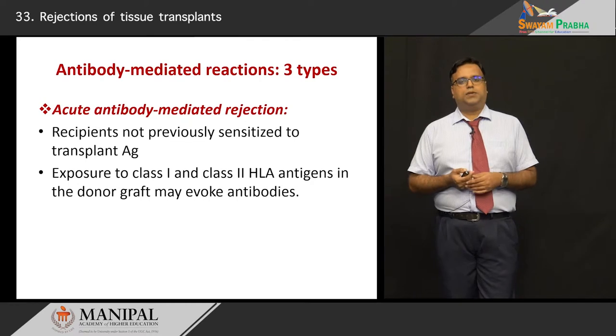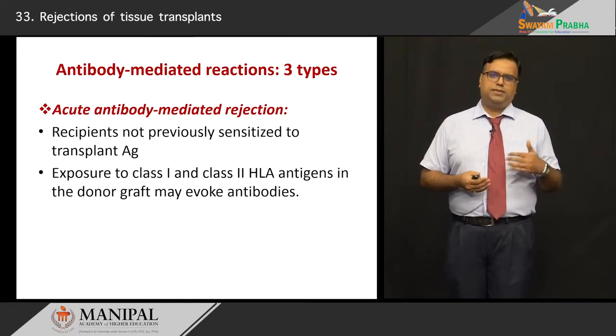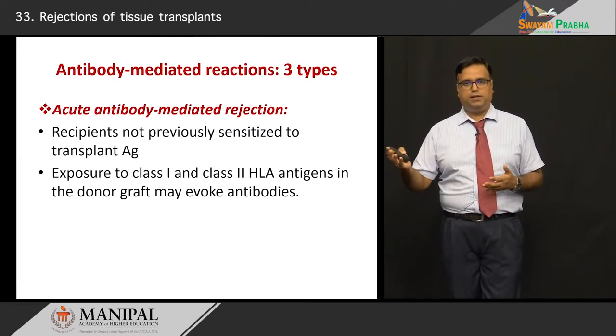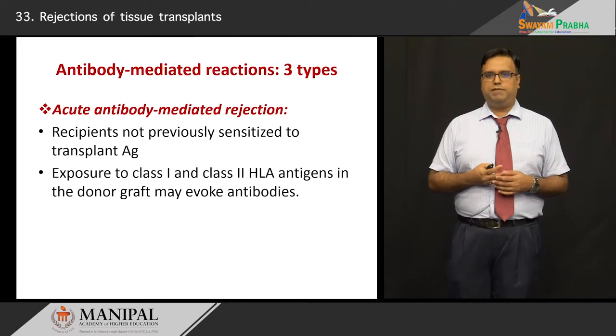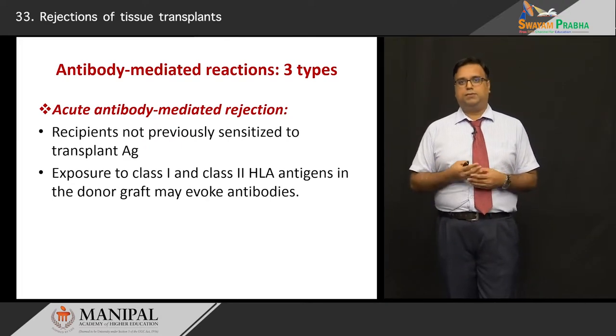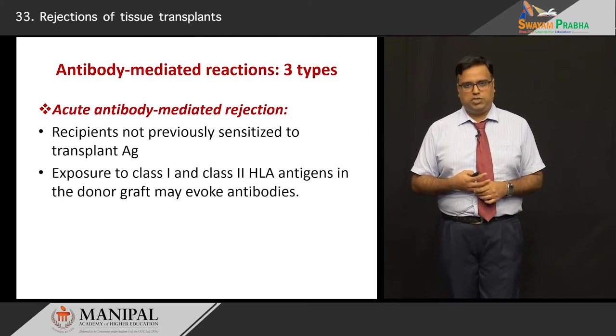The next in line is what is called acute rejection. After hyperacute, you have acute. Acute itself suggests the time frame is somewhere in the order of, let's say, days to weeks. The recipients usually are not previously sensitized to a transplant antigen. That's another distinction, I would say, between hyperacute and acute rejection.